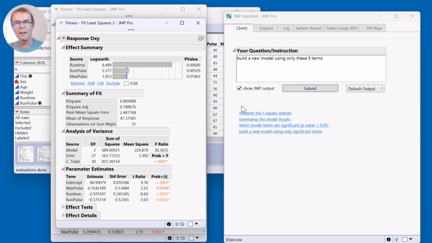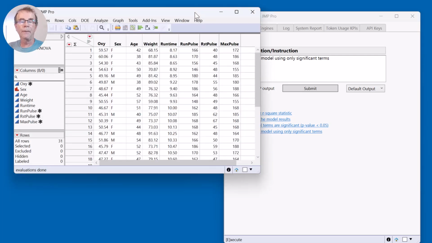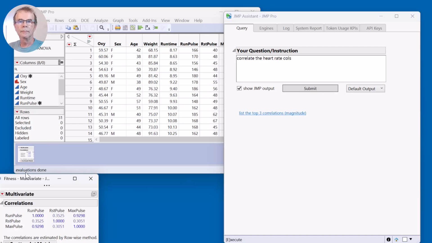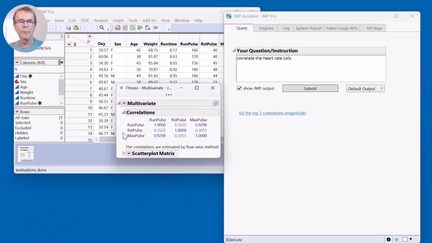And as we run a command, because we know the sort of platform that's been launched, we can provide some sensible follow-up questions: interpret the R-squared statistics, summarize the results, which terms are significant, build a new model. So let's maybe do some other types of analysis. And for this, I'm going to switch to a different set of data. Well, let me do one thing with these data. Correlate the heart rate columns. So this shows me the correlation between the heart rate columns.